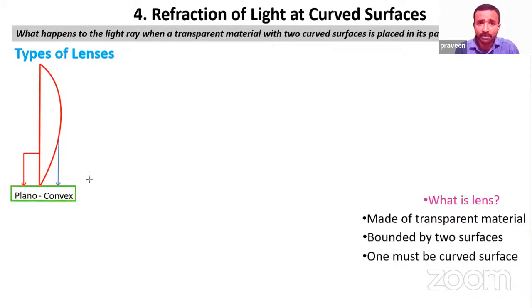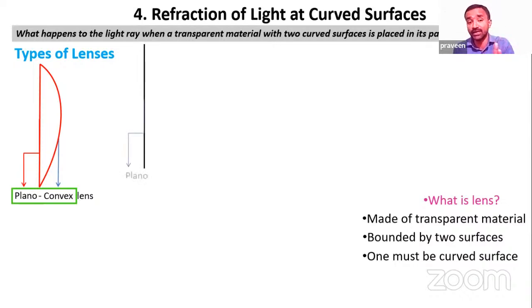It is simple to name this lens type. How did we name it? Based on the two lens surfaces. One is plane and the other is convex, together called a plano-convex lens. Now I am using the same plane surface, one of the surfaces is a plane surface. Then on the other side, now assuming a concave surface, the right side surface is a concave surface.